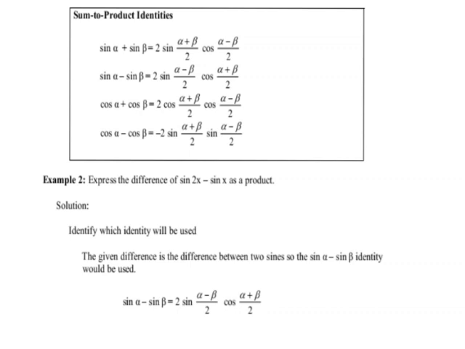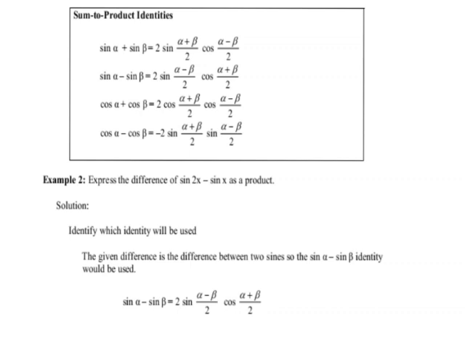Sin A minus sin beta is equal to 2 sin of (A minus beta) over 2 cosine of (A plus beta) over 2. Cosine A plus cosine B is equal to 2 cosine of (A plus B) over 2 and cosine of (A minus B) over 2. Cosine A minus cosine beta is equal to negative 2 sine of (A plus beta) over 2 and sine of (A minus beta) over 2.